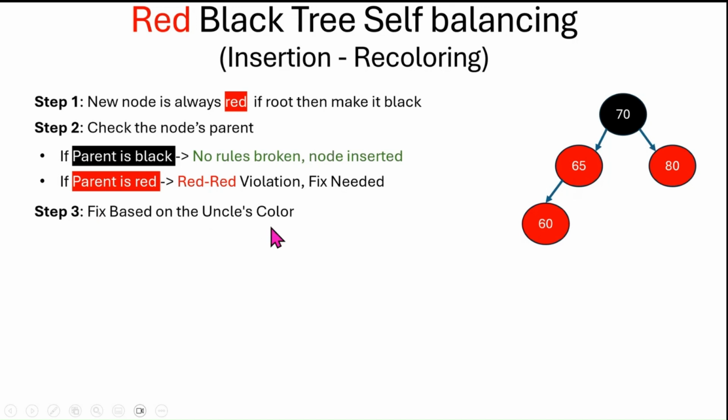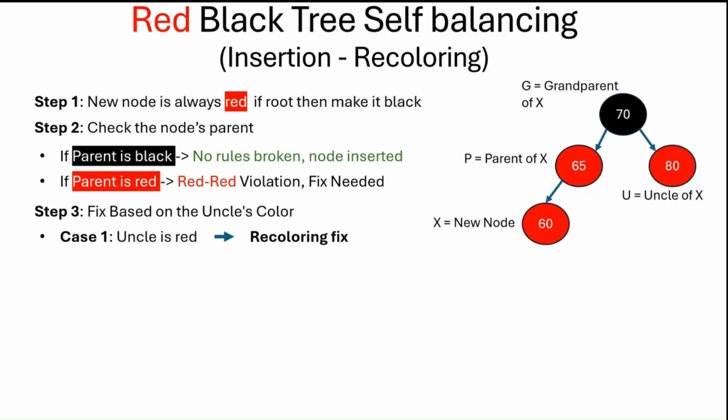This is interesting. Why the uncle's color, and who is the uncle here? Let's say 60 is the new node, X. P is the parent of X. G is the grandparent of X, the parent of the parent. And we know that the uncle is basically the other child of the grandparent. So 80 is the uncle of X here. Now, the uncle of node 60 is 80. What is the color of the uncle? It is red. So if the uncle's color is red, then the recoloring fix works. We don't need to do any rotation.